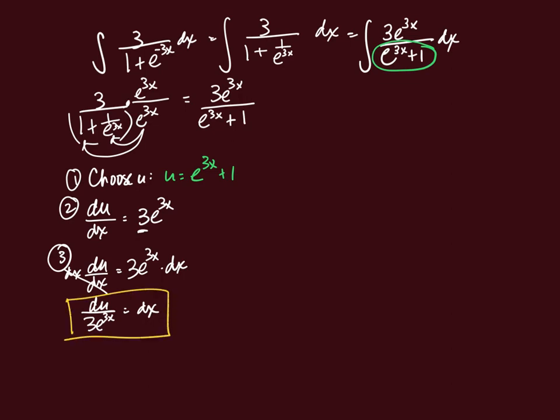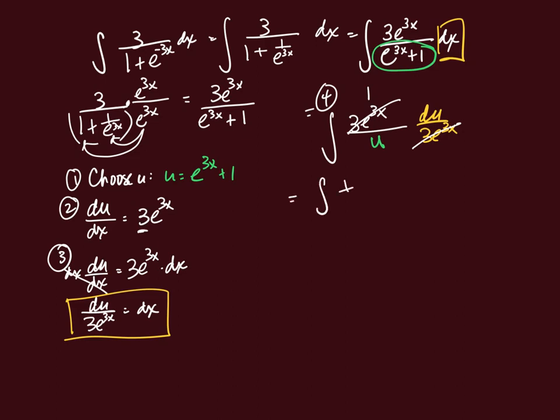Okay, so let's see how that works. So the e to the 3x plus 1 is my u. Dx gets replaced with du over 3e to the 3x. Aha! e to the 3x over 3e to the 3x is 1. And so when I clean that up, I simplify. I get 1 over u du. Yay, that I can integrate.